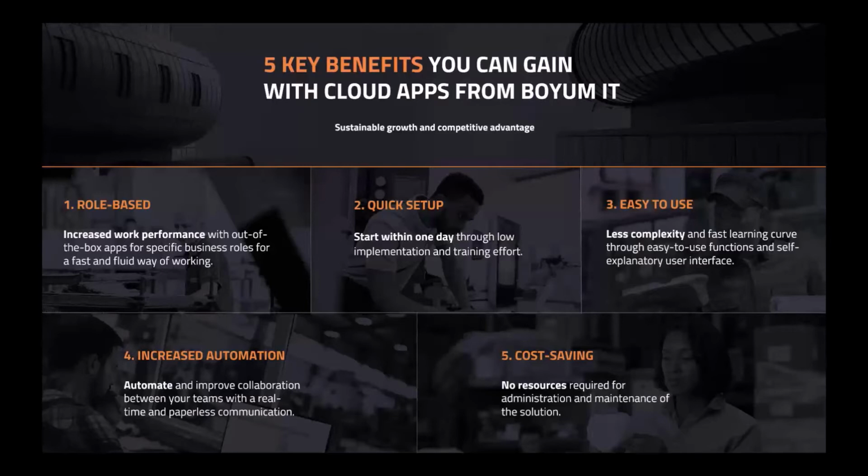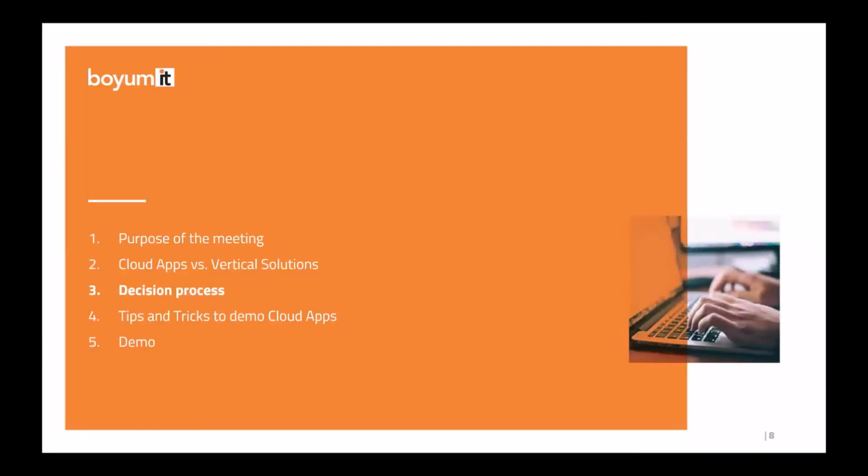This was a summary of the key differentiators. What's the difference between the cloud apps and the vertical solutions? In the next step, let's look at the decision process. What is a good way, or how can we help you, or what are our tips for you in the decision process?